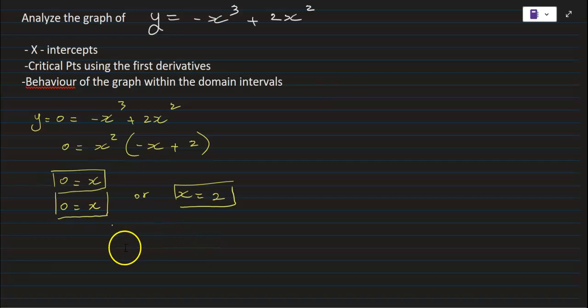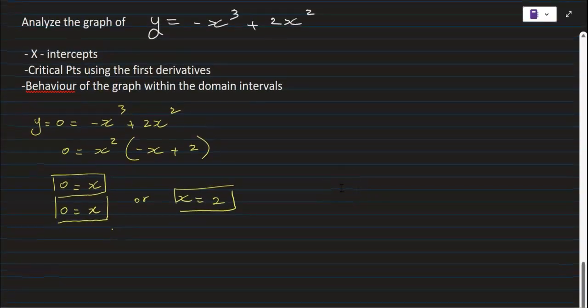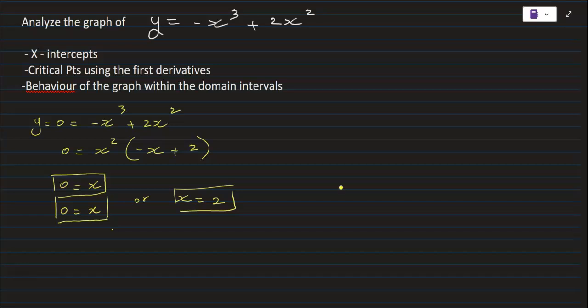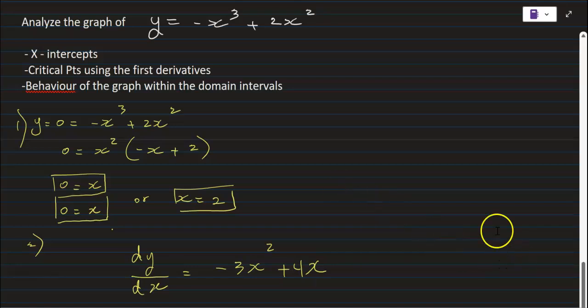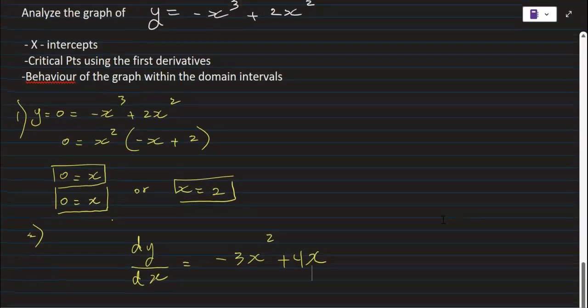Next step now is we go ahead and find critical points using the first derivative. So now I need you to consider the derivative of the function, dy/dx. This is part one that we just finished. Now it's part two. We need to consider dy/dx of the function, that means the derivative of that function. That becomes minus 3x squared plus 4x. So this is the first derivative of that polynomial function.